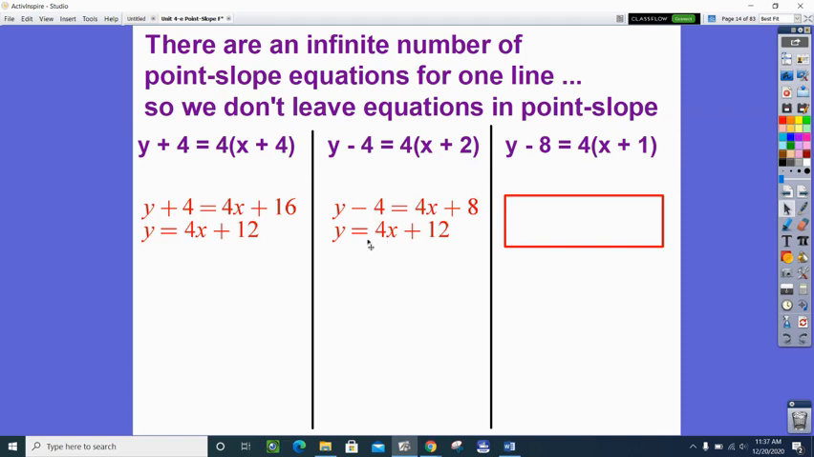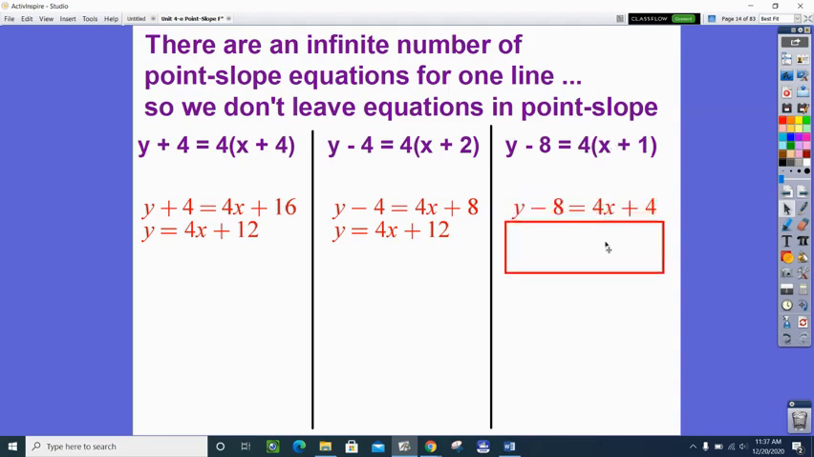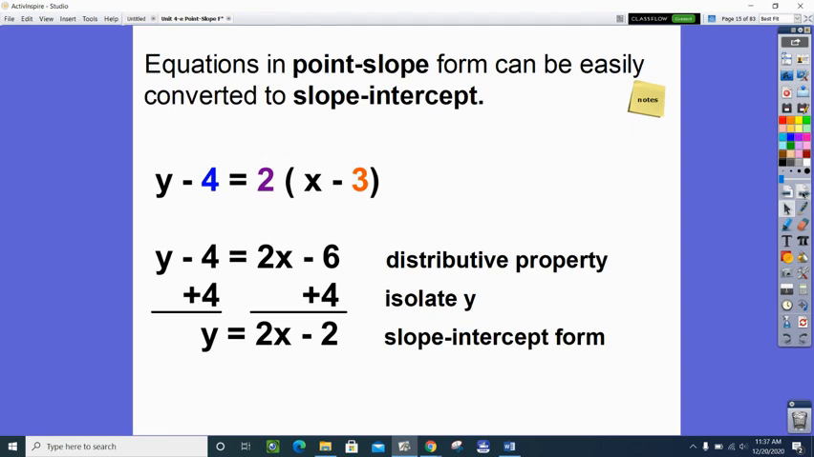Does the last one come to this same thing? 4 times x plus 4 times 1. And this time I'm going to add 8, and sure enough. So on the assignment, a lot of times your book fails in saying to write it in the slope-intercept form, the y equals mx plus b, but I always want you to do that. Don't leave an equation in point slope form. It's a wonderful place to start, a horrible place to end.